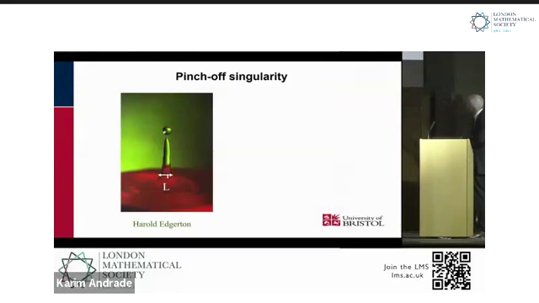So let me start with this picture. I think Marco has shown already, which shows a splash of water which rebounds after a drop has fallen into a glass of water. And owing to the action of surface tension, which tries to reduce the surface area, the radius of this fluid neck here goes to 0 in finite time.